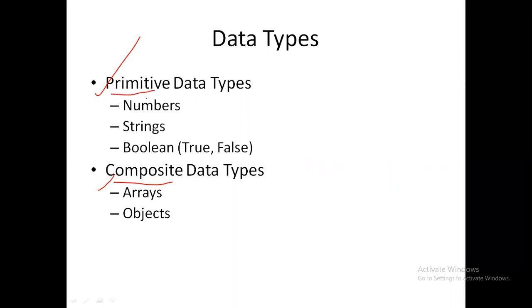Coming to the primitive data types, numbers, the digits from 0 to 9, are stored. For this I have to say var, a variable r, or something like rx. This is a variable which is going to store some number, 34.